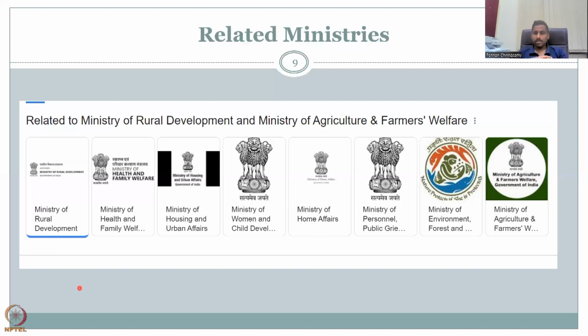Ministry of Housing and Urban Affairs, yes, it is housing, and within the housing, you can have rural also. Ministry of Home Affairs, Ministry of Personal and Public Grievances, Ministry of Environment, Forest, and Climate Change. This is very, very focused to rural, because environment and forest are mostly along the rural entities, and climate change affects these rural entities mostly.